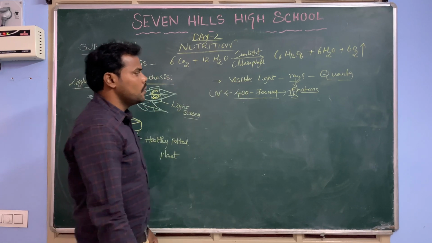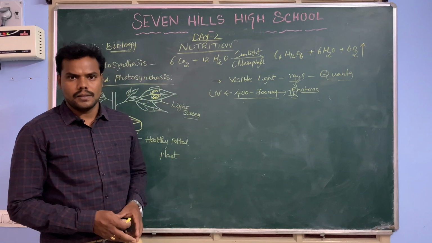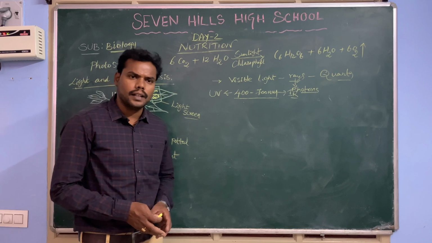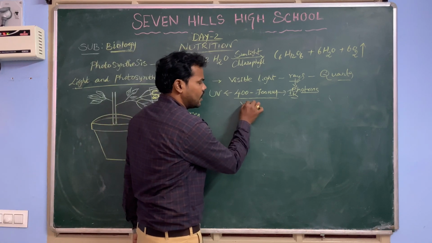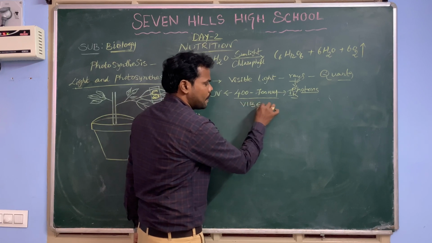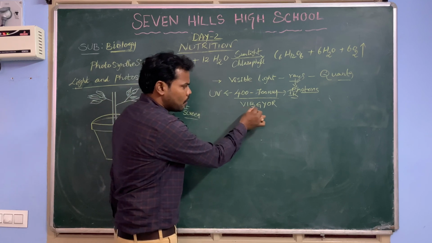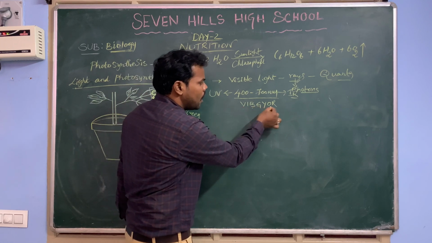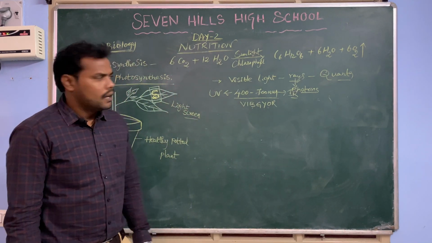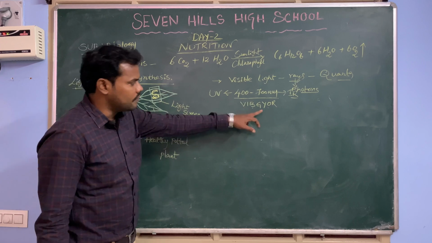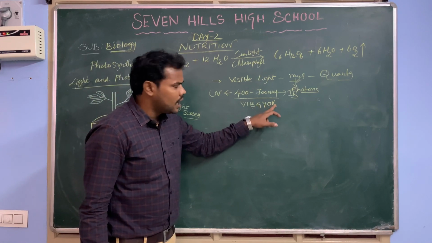Generally our visible light appears colorless or white, but it consists of different colors, which we call VIBGYOR: violet, indigo, blue, green, yellow, orange, and red. These are the different colors present in visible light.